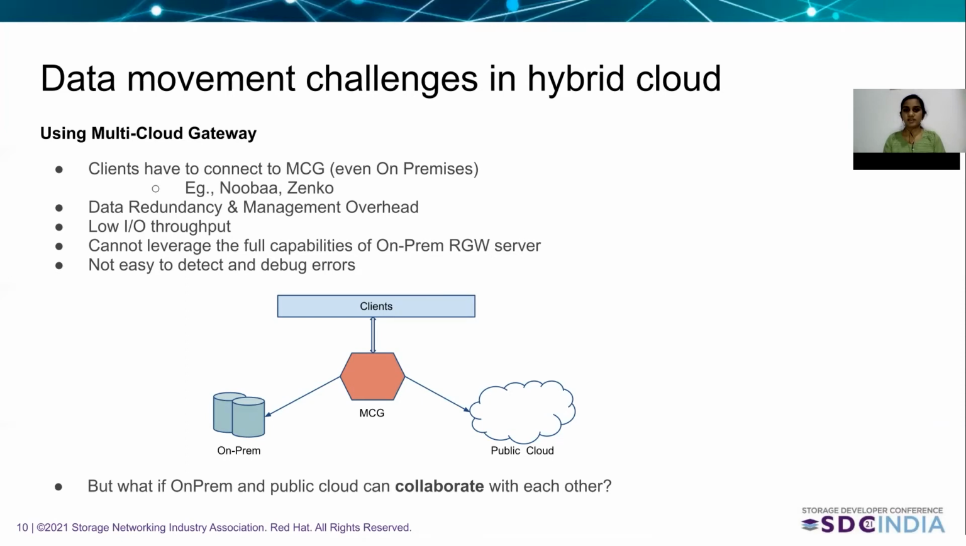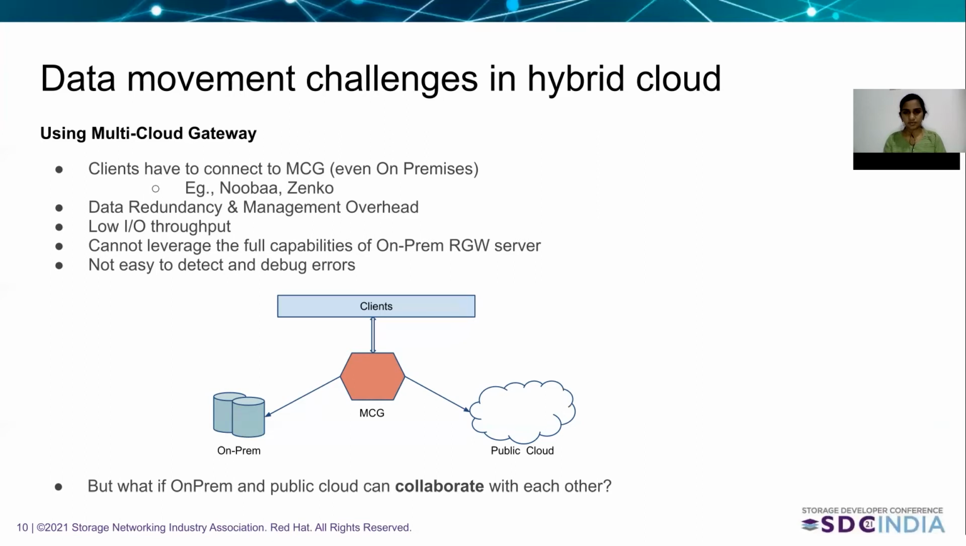Also, since there are multiple layers involved, the data is processed at multiple layers, both by MCG and also the backend storage, either RGW or public cloud providers. So there is a chance of data redundancy and also management overhead. Also, since there are multiple entities involved, since it's a complex system, in case of any errors, it is quite often challenging to debug the same.